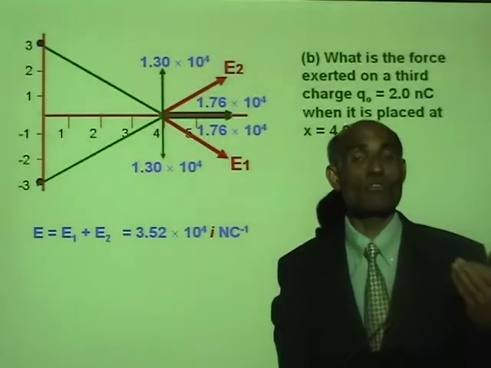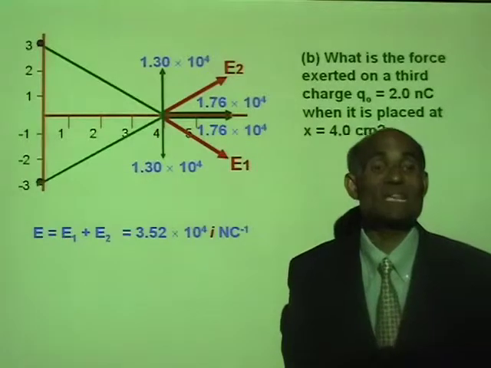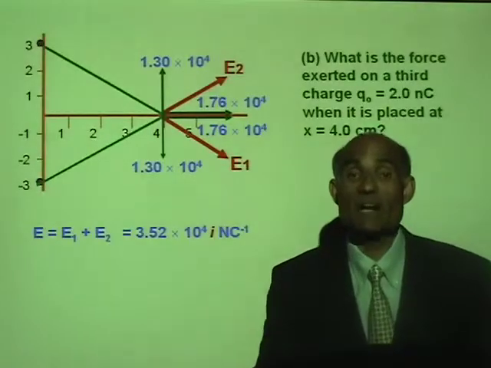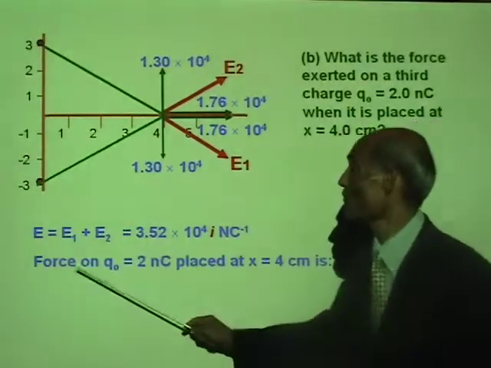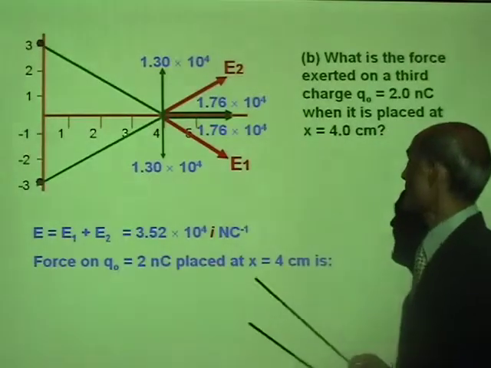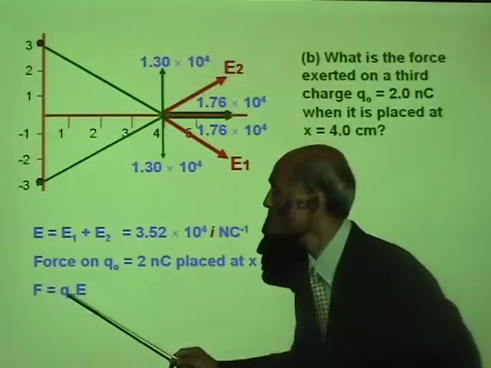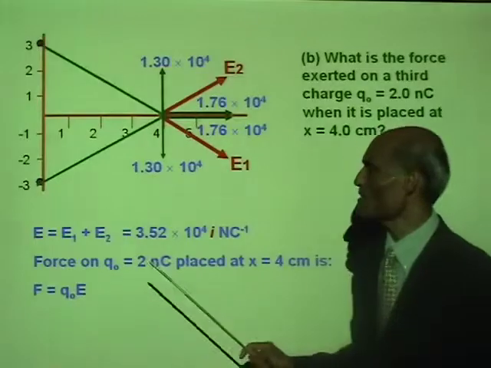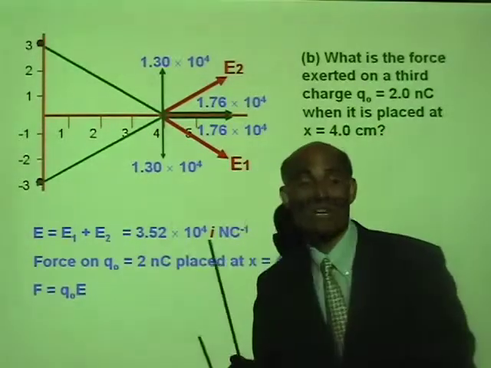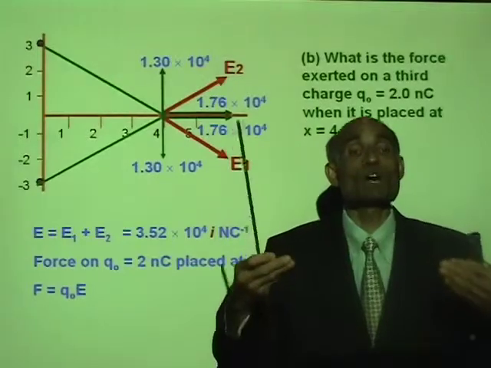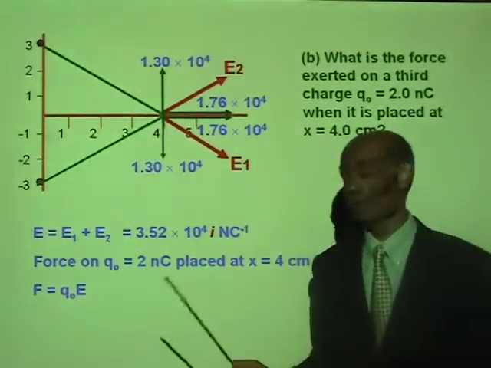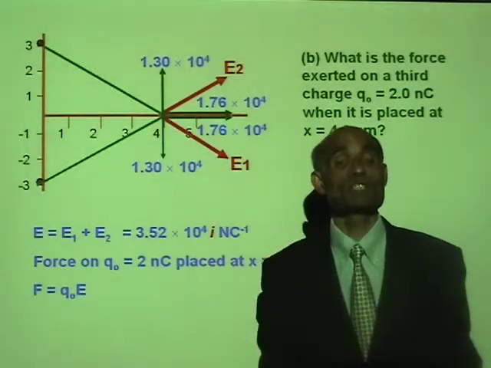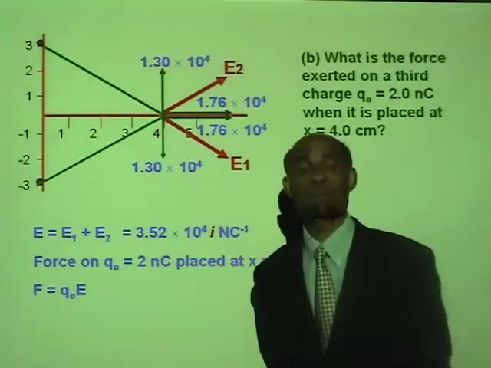What is the equation for the force experienced by a charge placed in an electric field? F equal to E times Q0. Is that right? Force on Q0 placed at x equal to 4 is F equal to Q0 times E. I hope by now these things are very clear in your mind, because E, the electric field, is defined as force per unit charge. And therefore, if a charge Q0 is placed in that field, the total force it experiences will be Q0 times E.